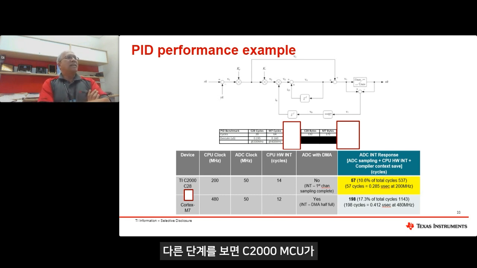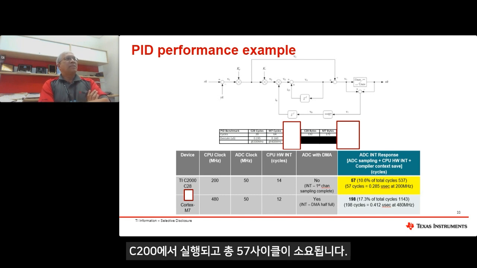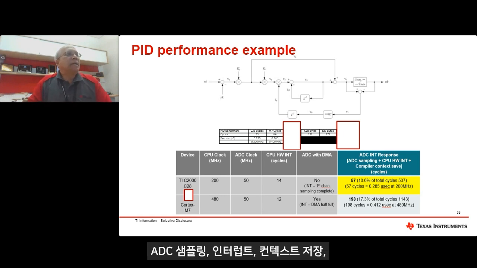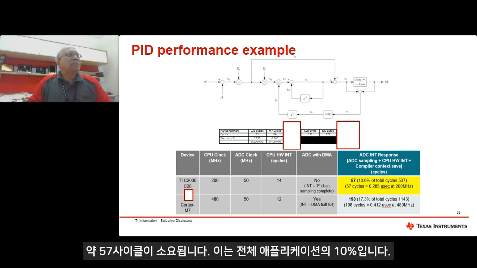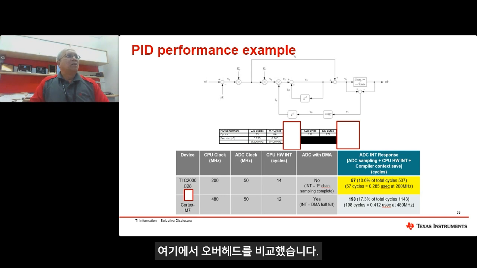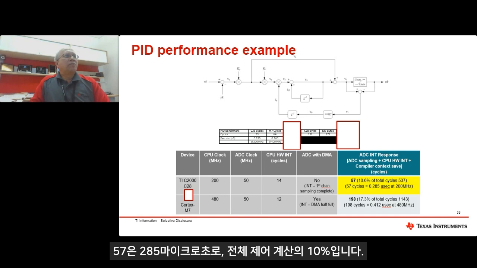So if you look at the other phases, the C2000 MCU running at 200 megahertz takes about a total of 57 cycles for doing the other part of the interrupt routine, which is ADC sampling, taking the interrupt, context save, and generating the PWM. It takes about 57, which is 10% of the total application. In this case, the application takes about 537 cycles, which was running the AC induction motor control loop. So the overhead here, 57 cycles, is 0.285 microseconds, which is 10% of the total control calculation.